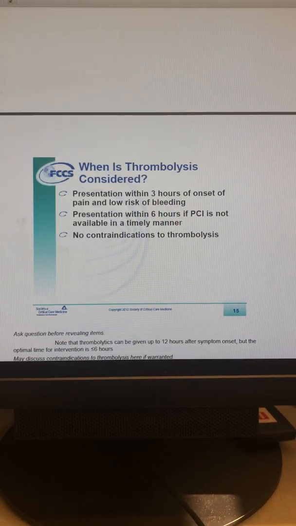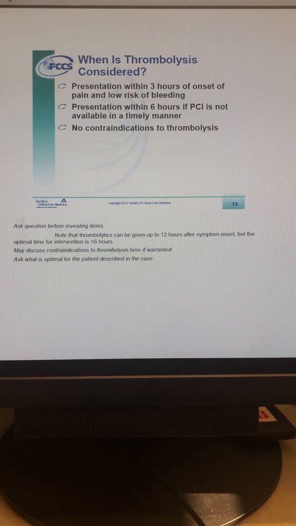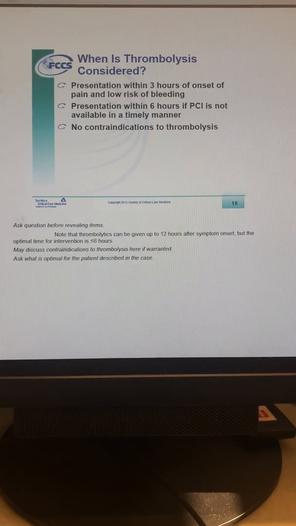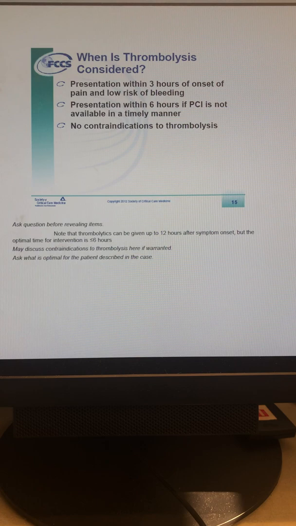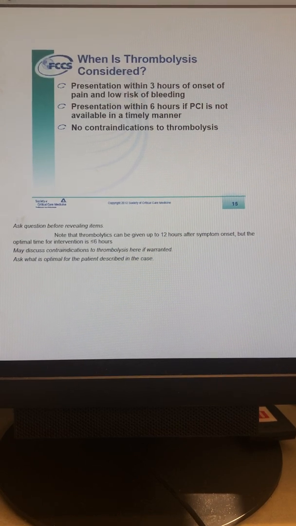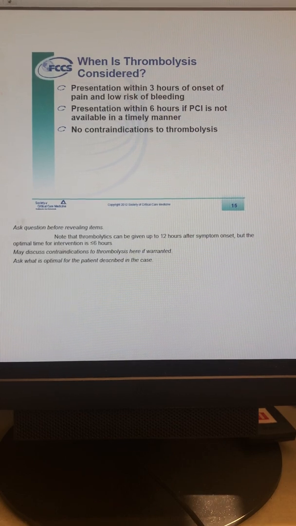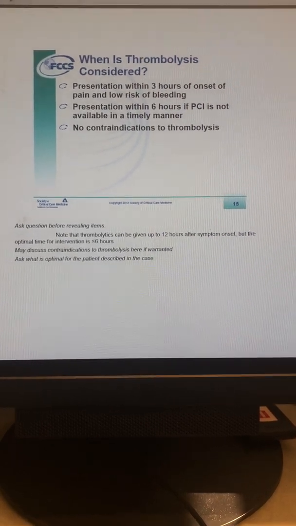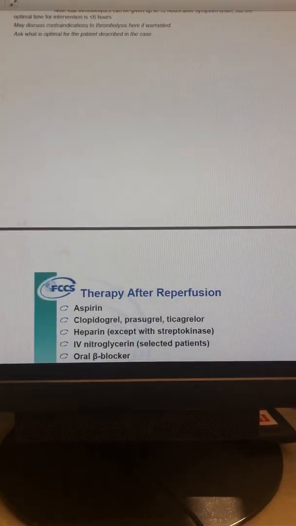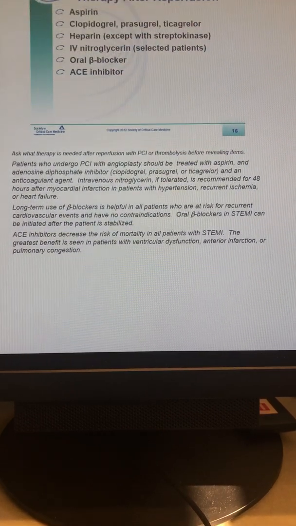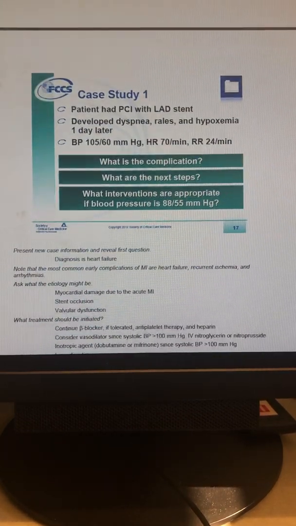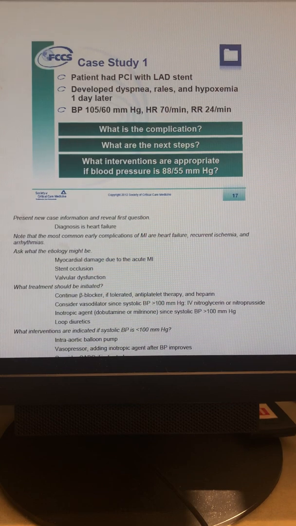The next couple of slides talk about which one we prefer, PCI versus thrombolysis. In our hospital, we do PCI because we have the capability, we have the team, we have the cath lab, we have the physicians that can do it. So the rest of these two slides will be more of an academic discussion. In our hospital, we take him to the cath lab within hopefully 90 minutes.